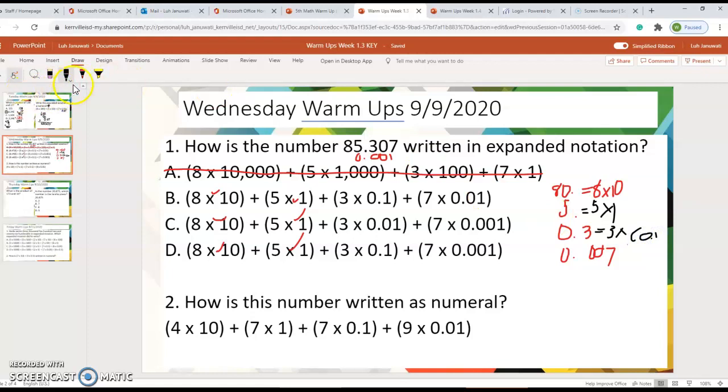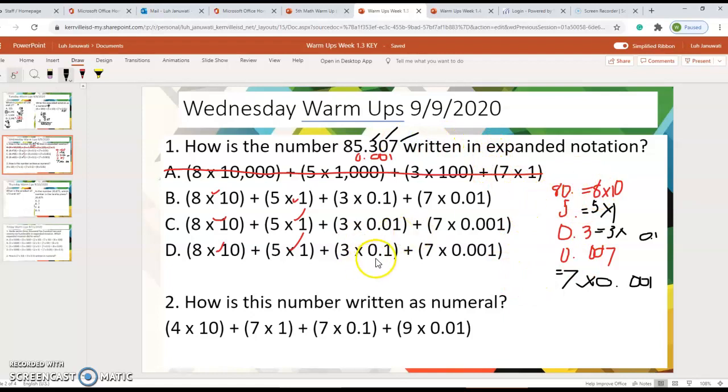I don't know why I put that there. Okay, let's do this out. And then the 7 is, remember you write the digit first, 7 times this number, right? Place value 0.001, or in the thousandths place. This is the tens place, this is the hundredths place, and this is the thousandths place.